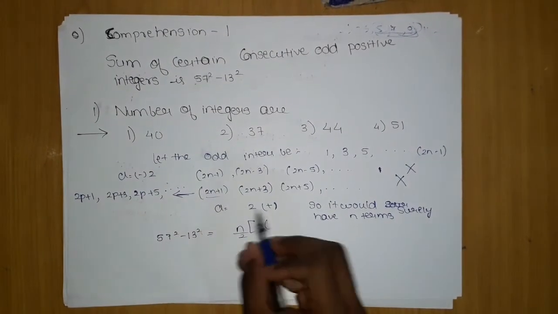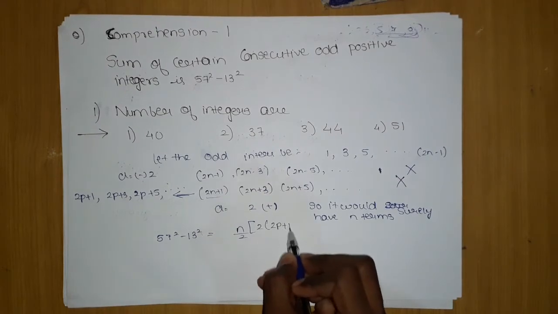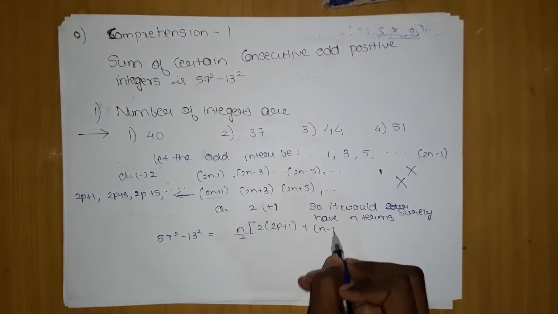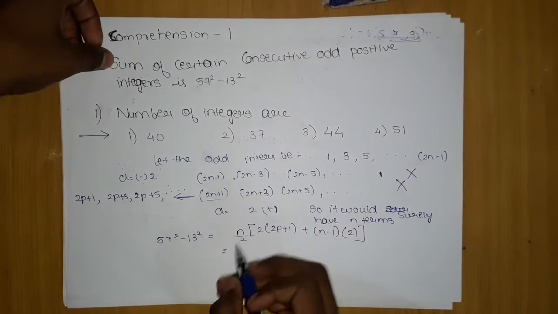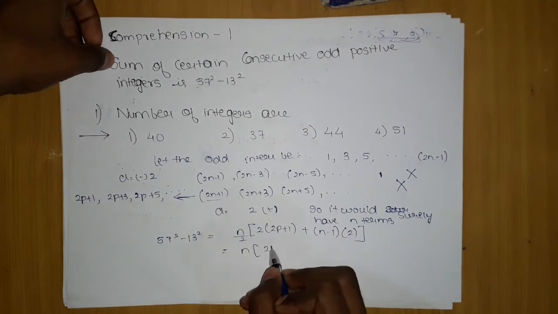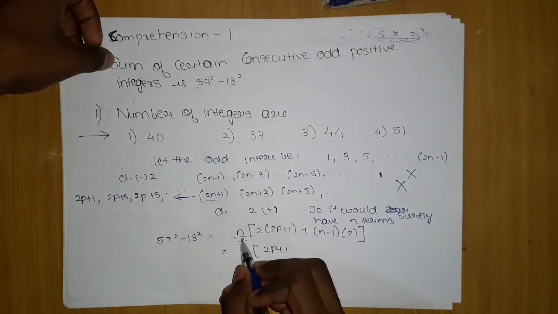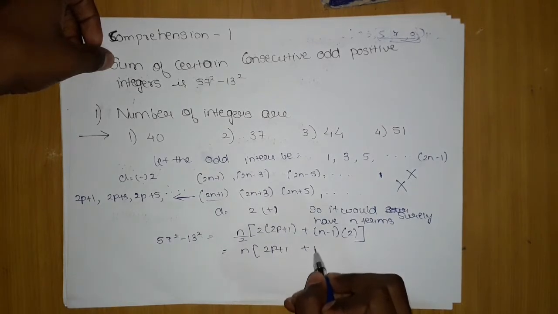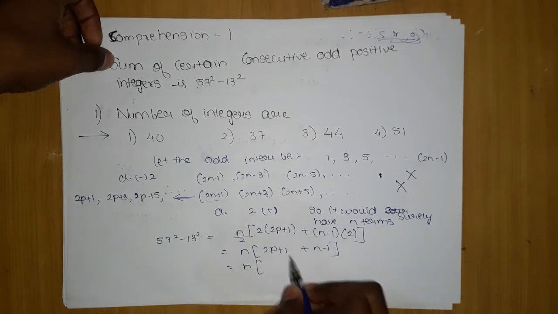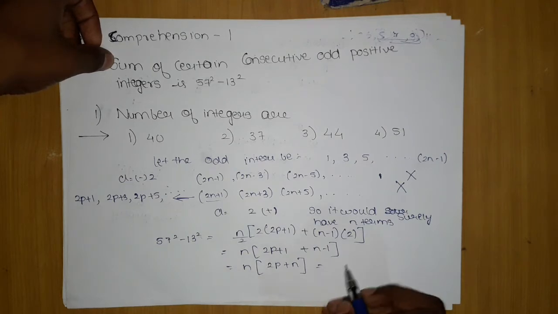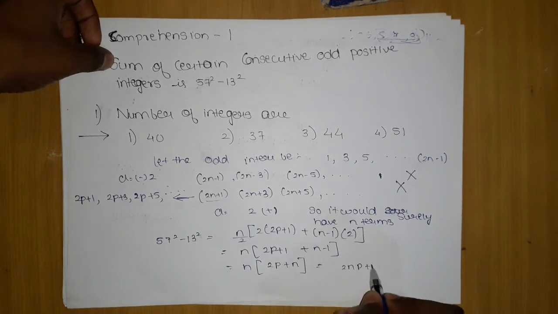So my first term will be 2 into a, which is 2p plus 1, plus n minus 1, n terms are there, into d, which is 2, as I have told you. Then it will become n into 2p plus 1. I am multiplying 2 inside, which will give me n minus 1. I am left with this thing. This n minus 1 with plus 1 will cancel to give me 2p plus n. Finally we are left with 2np plus n square.